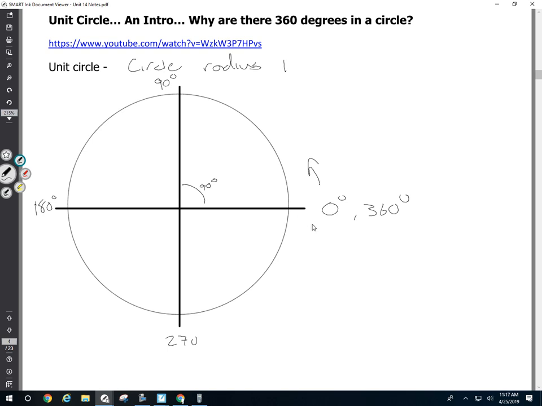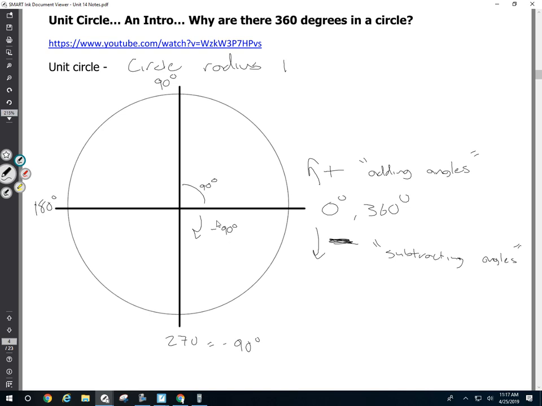Now, I could also go in the opposite direction. In the counterclockwise direction, this is positive, or adding angles. In the opposite direction, we would be subtracting angles. So actually 270, I would also say is the same location as negative 90 degrees. If I went in this direction, I could say this is negative 90 degrees. Okay? We cool with that? All right.